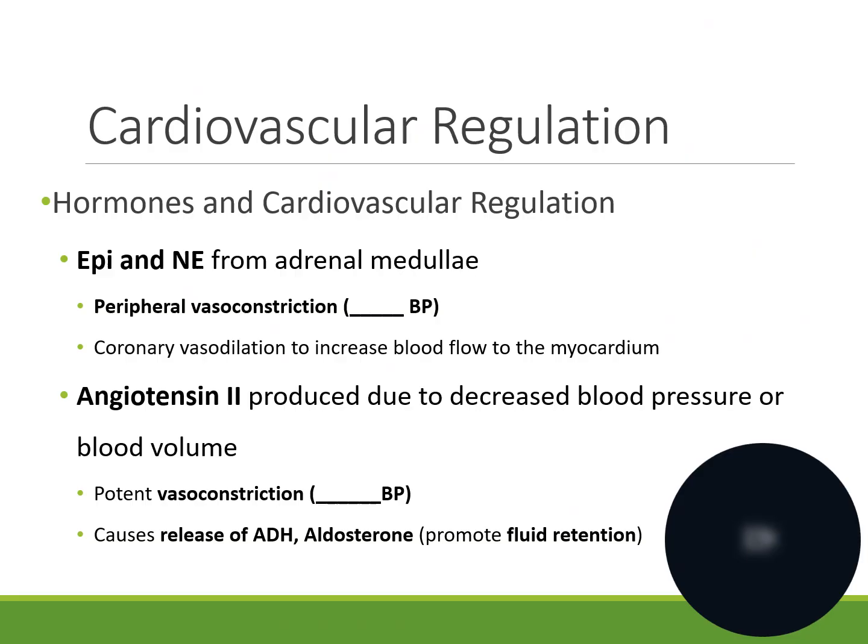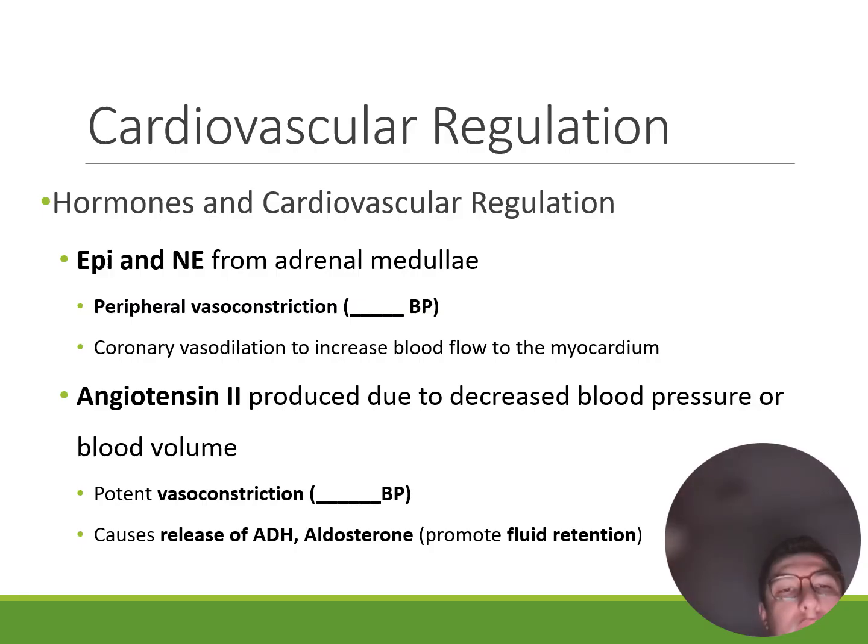So just as a review, in cardiovascular regulation, we have epinephrine and norepinephrine from the adrenal medulla. This is causing vasoconstriction in the periphery. And when we increase vasoconstriction in the periphery, we're shunting blood away from the skin and moving it towards the vital organs, such as your systemic circuit, and this is going to increase blood pressure.